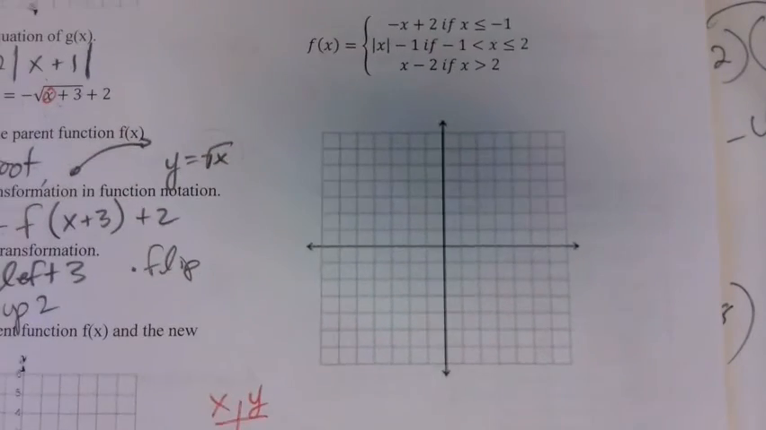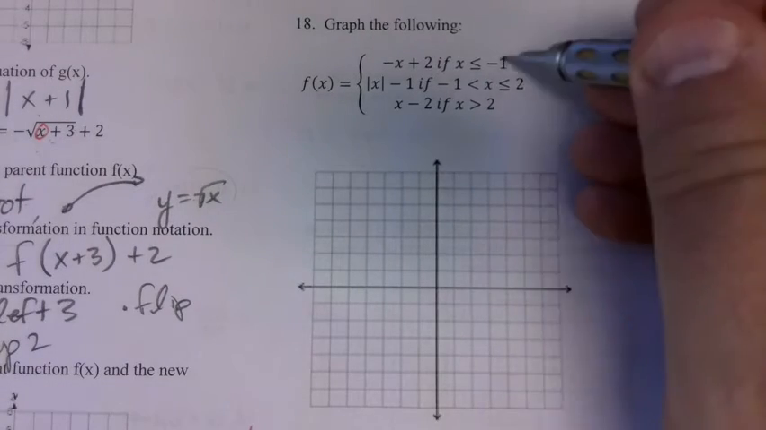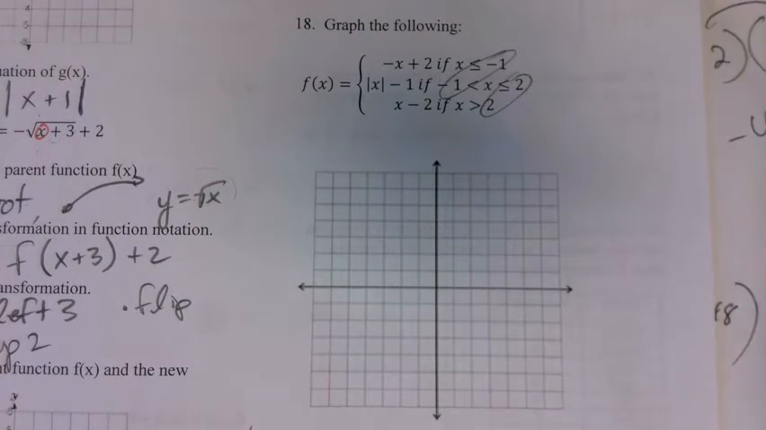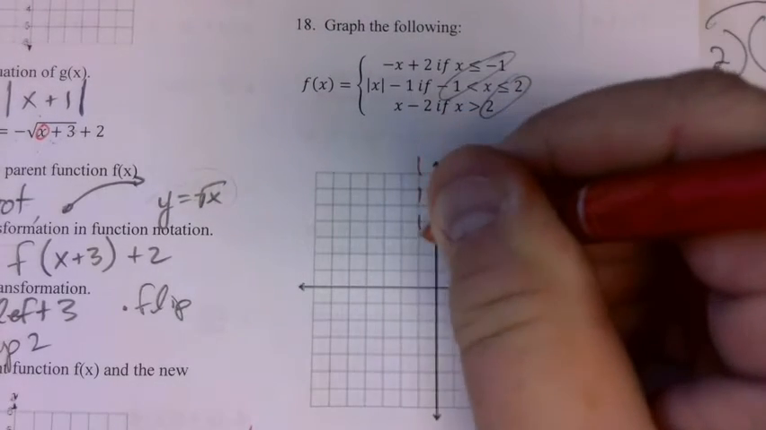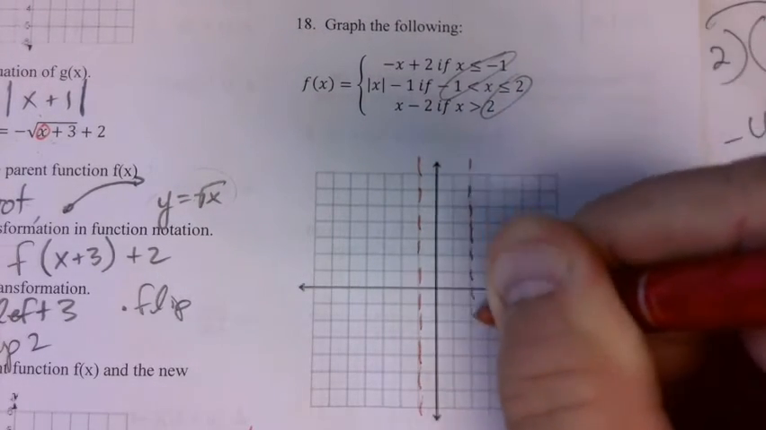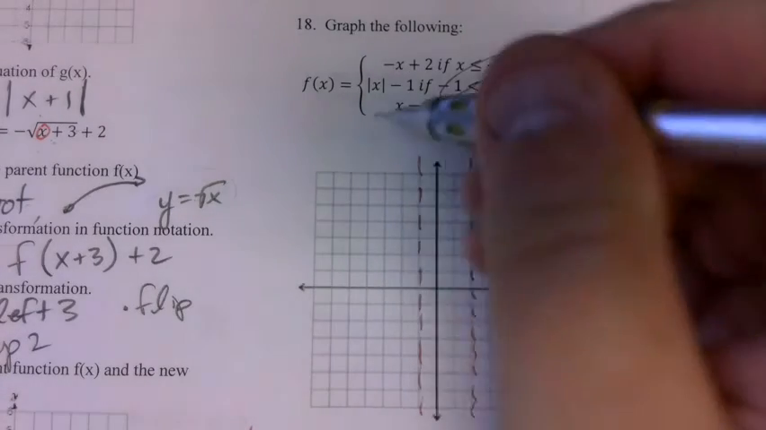Okay. Piecewise functions, graphing it. Awesome. This is something people often did really well in. Graph the following. So first, find your fences, -1 and 2. So I'm going to put in my fences at -1 and 2. There's my fences. Now, who owns the yard? Well, -x plus 2 is here.